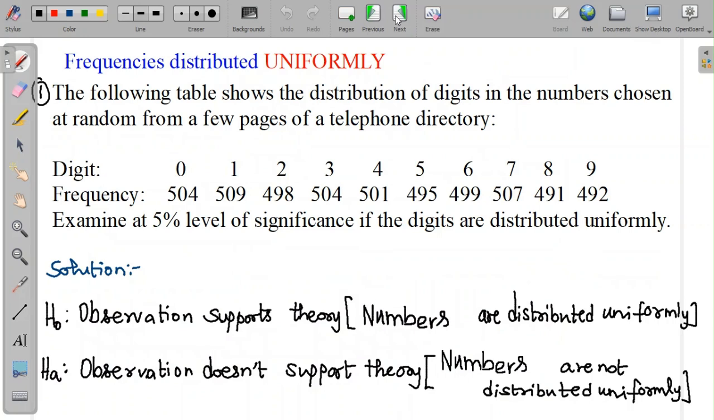Now to test whether this fits the expectation that the digits are in fact distributed uniformly, we perform the chi-square test. So we draw the null and alternate hypothesis. The null hypothesis will be a default statement which states that the observation supports the theory, or that the numbers are in fact distributed uniformly. The alternate hypothesis is the exact opposite. The numbers do not support the theory that they are distributed uniformly.